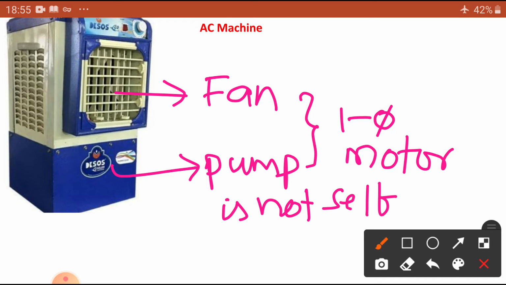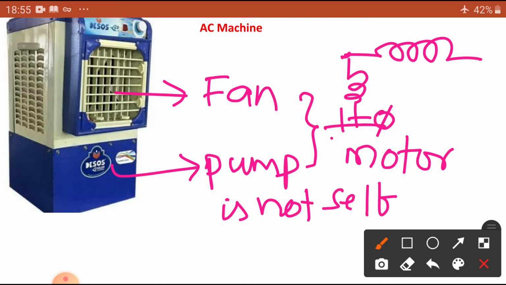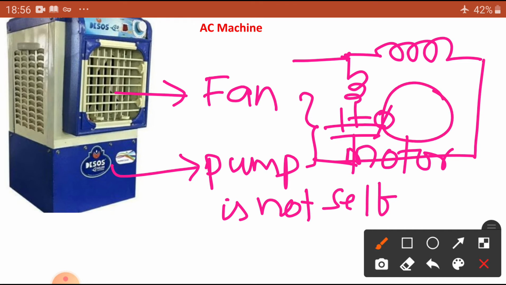For that purpose, instead of a single winding I can use split phase windings, two windings. The same coil I can use at 90 electrical degrees apart, and to create that I connect one capacitor here, just like in a single phase ceiling fan. I use this and this winding electrically 90 degrees apart to produce a resultant flux. So, how are we going to use the armature winding, whether it is the fan or the pump?